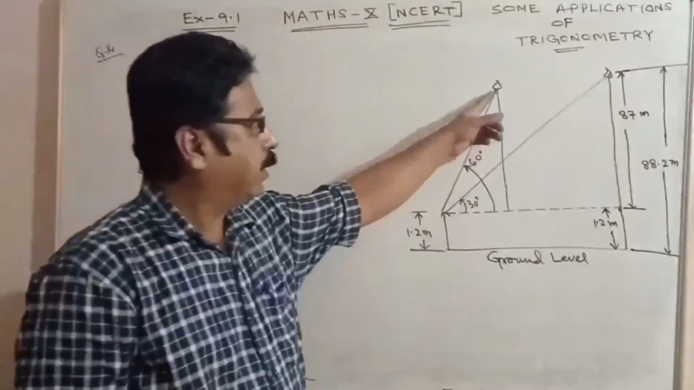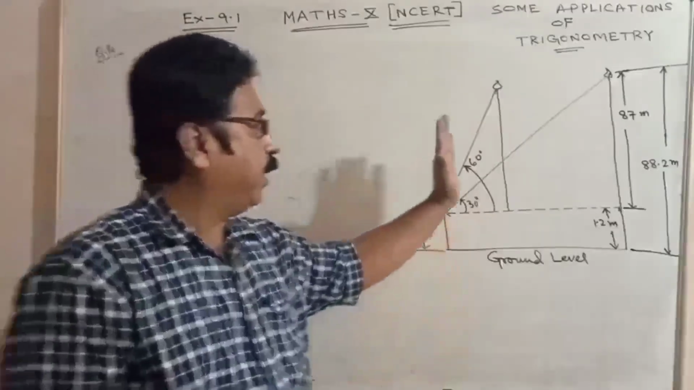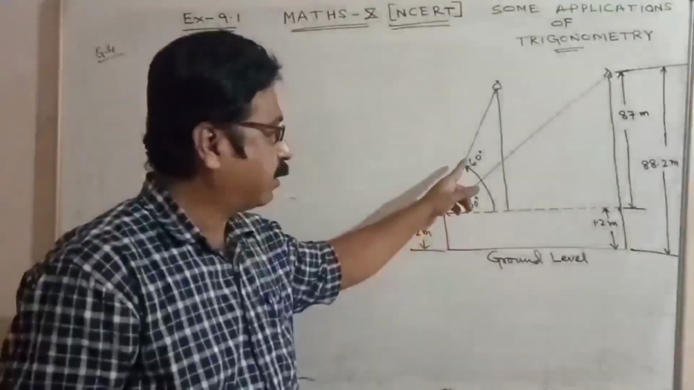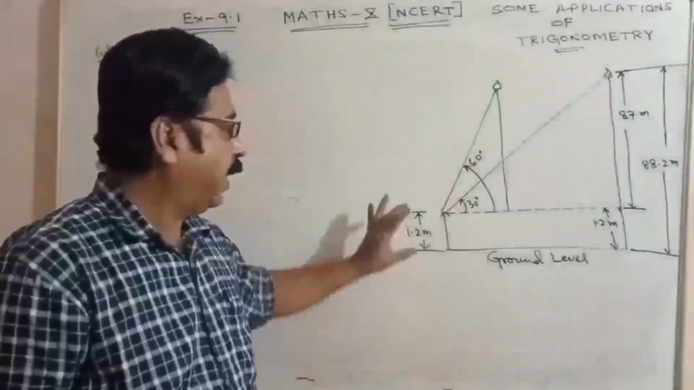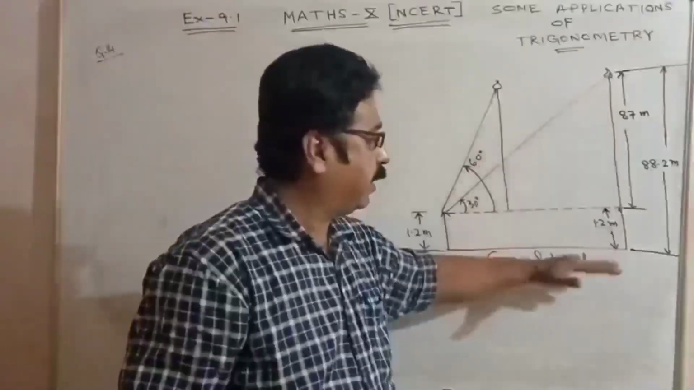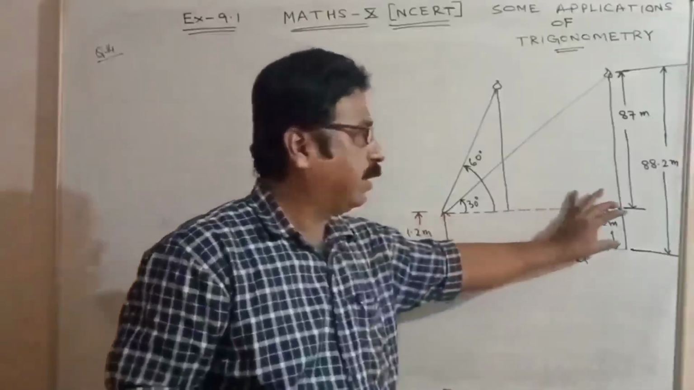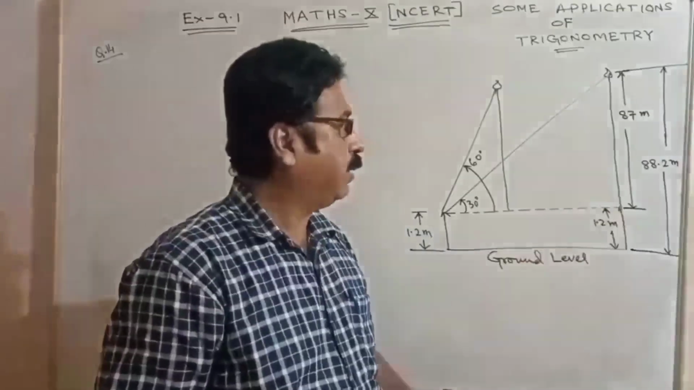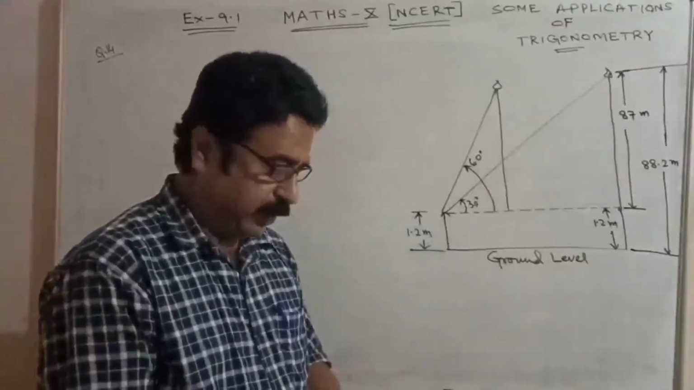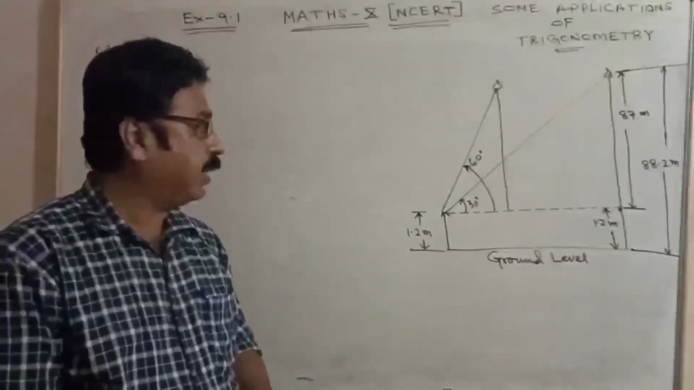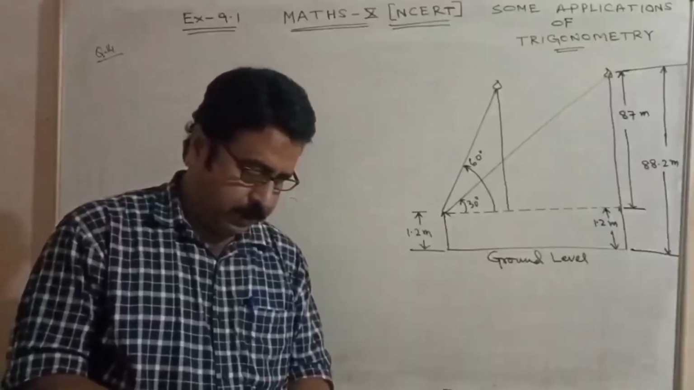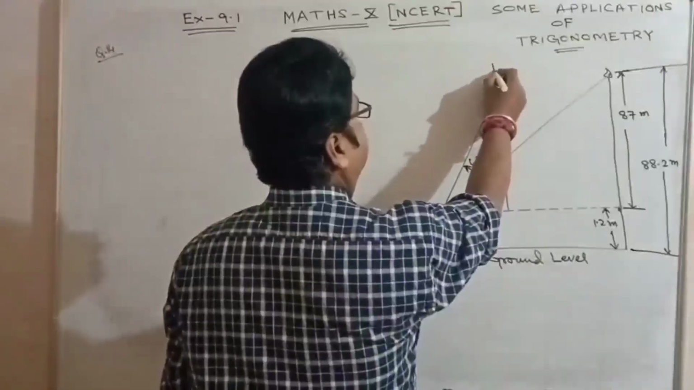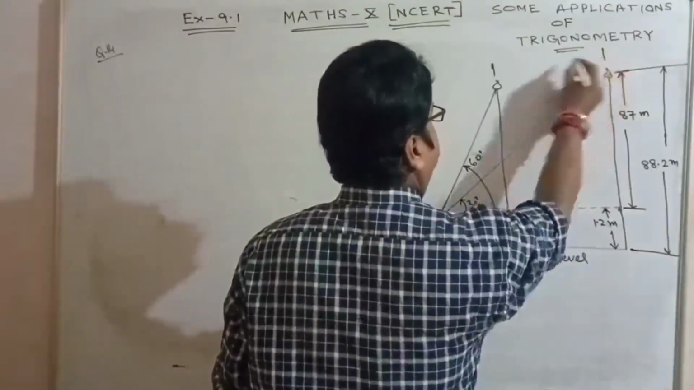First instant, suppose for this balloon, it is 60 degree. Now balloon moved from this position to this position. Then the angle of elevation decreases from 60 degree to 30 degree. It is given. Height of the girl is given. Height of the balloon from the ground level, it is given. Since this height and this height are the same, the total height was given 88.2 meter. From there, if we subtract 1.2 meter, we will get 87 meter. That is shown in the diagram. Finally, what we have to calculate? Find the distance travelled by the balloon during this interval. That means this is the distance travelled. This we have to find.